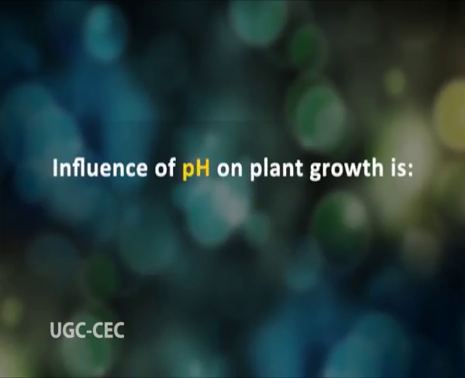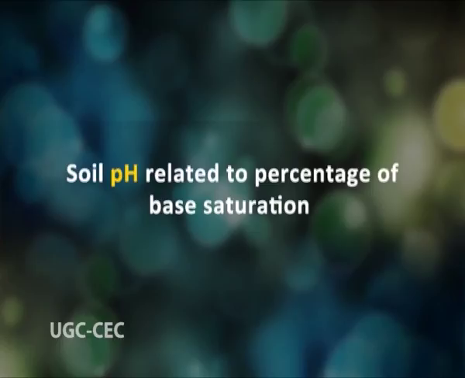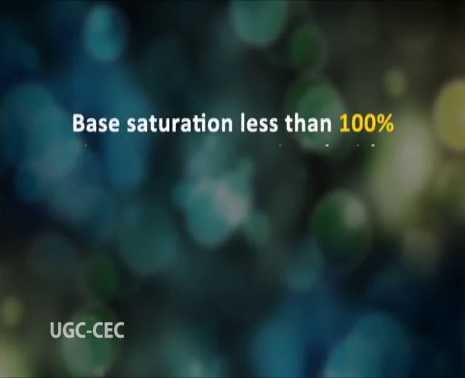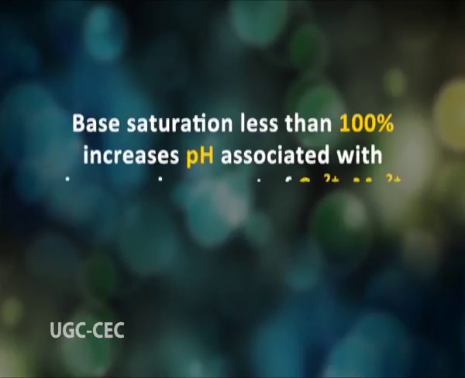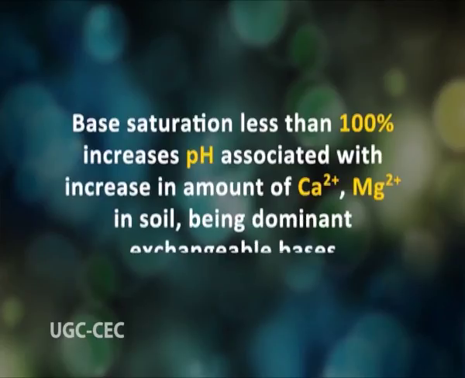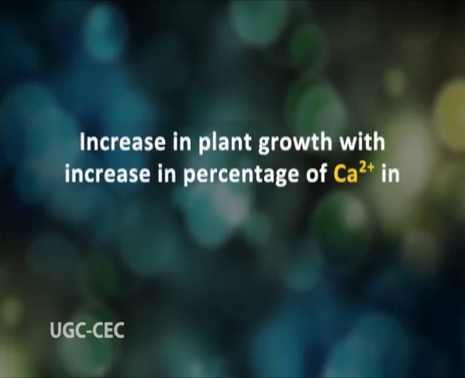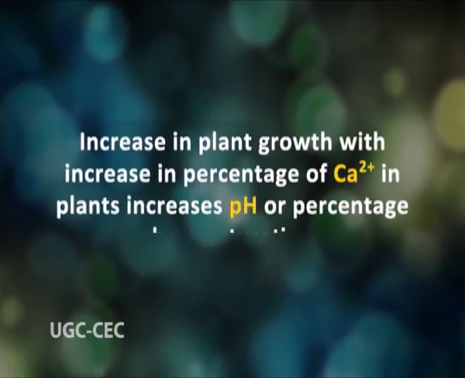Perhaps the greatest general influence of pH on plant growth is its effect on the availability of nutrients. Soil pH is related to the percentage of base saturation. When the base saturation is less than 100%, an increase in pH is associated with an increase in the amount of calcium and magnesium in the soil, since they are usually the dominant exchangeable bases. Many studies have been conducted that relate increases in plant growth with increases in the percentage of calcium in plants and with increasing pH or percentage base saturation.